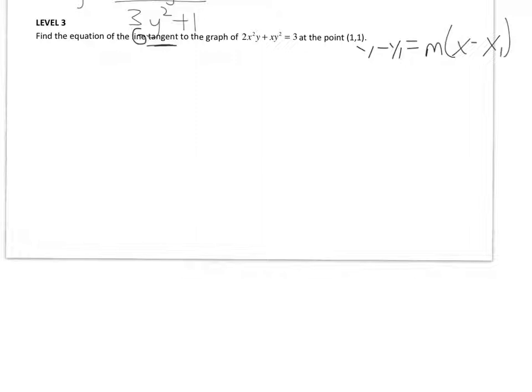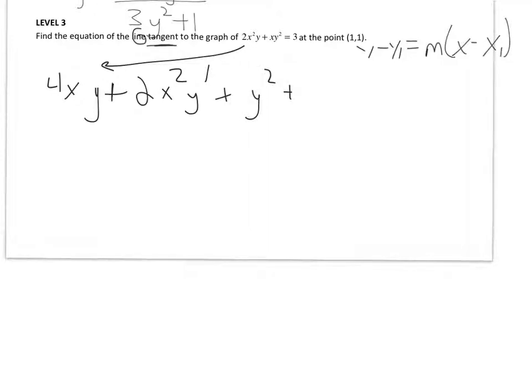And unlike the level 2 where I showed every step in the change from y to f of x, I'm going to go right to the punchline here and leave everything in terms of x and y. So I'm going to see my product, 2x squared times y. I'm going to do the product rule. 4xy plus 2x squared y prime plus y squared plus 2xy y prime equals 0.